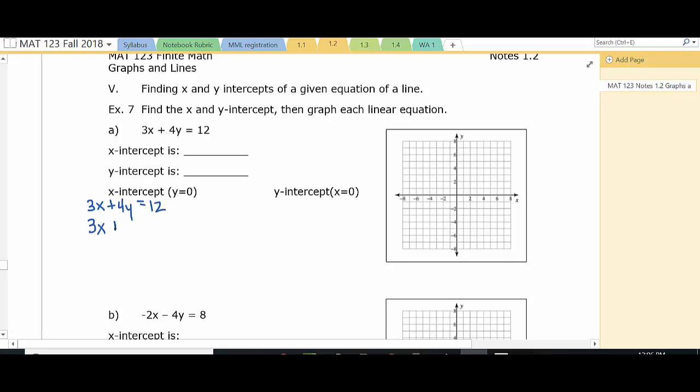So that's 3x plus 4 times 0 equals 12. That goes to 0, so you have 3x plus 0 equals 12, and then you have 3x equals 12. Okay? Now, what you're going to do is solve that for x. In your head, what's the answer to that equation? 4. Good. You can divide by 3, so you get x equals 4.